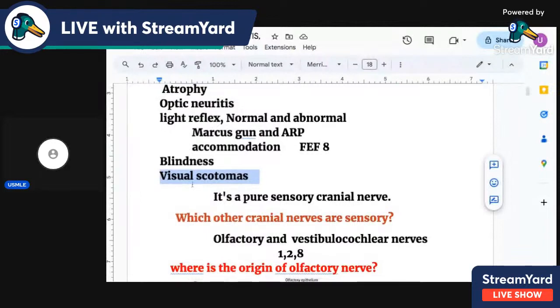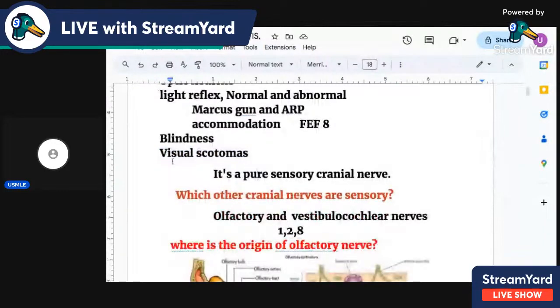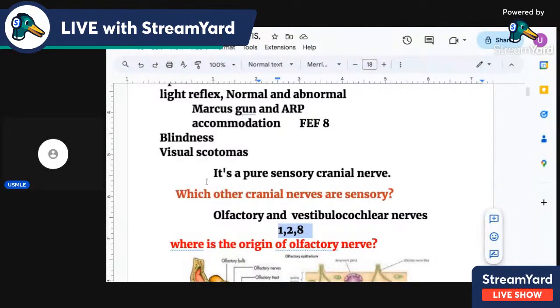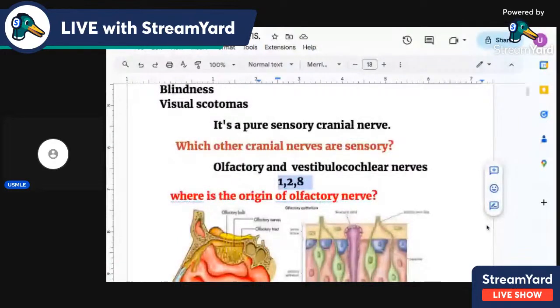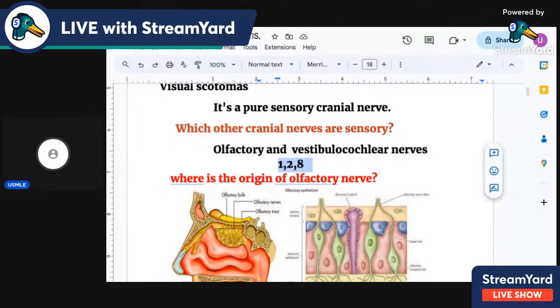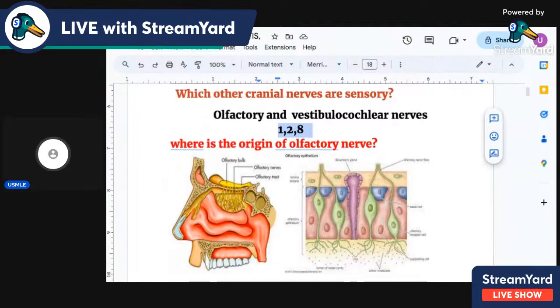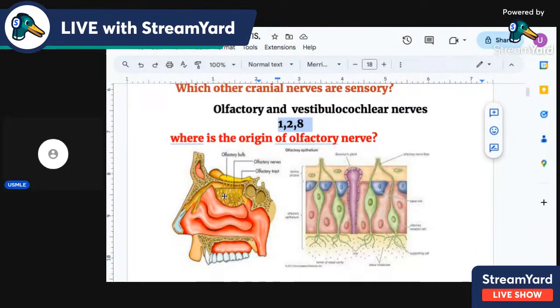To begin with the optic nerve, first it's a pure sensory cranial nerve. So what are the other sensory cranial nerves? Pure, the mnemonic is 128. Number 1 is olfactory, number 2 is optic, and 8 is vestibulocochlear. So where is the origin? Where is the olfactory nerve? The origin of the olfactory nerve is outside the cranial cavity, in the nasal mucosa, in the superior concha.